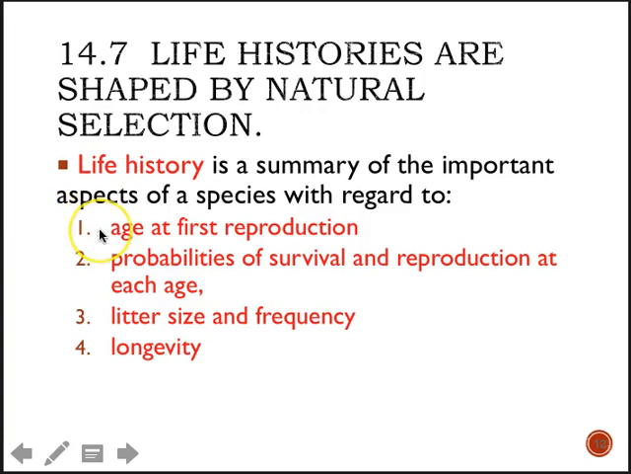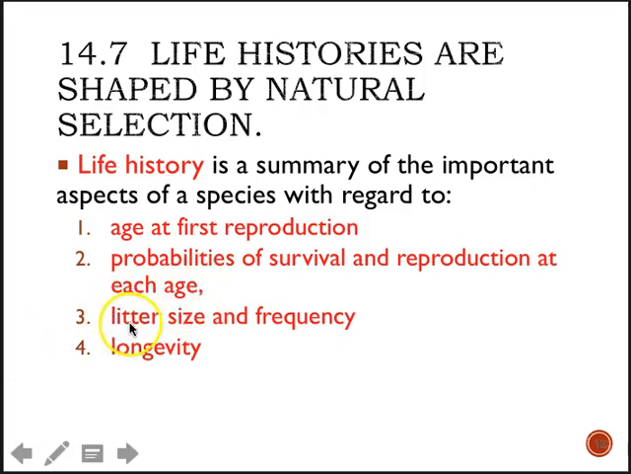The first one is how old is this population on average when they first reproduce? So we're going to be thinking about that as part of their life history. The next one is an interesting one. It's what is the probability of surviving and of reproducing at every age that they're alive for. And when I say age, it doesn't necessarily mean years in age. It can just mean months, depending on the species that we're talking about.